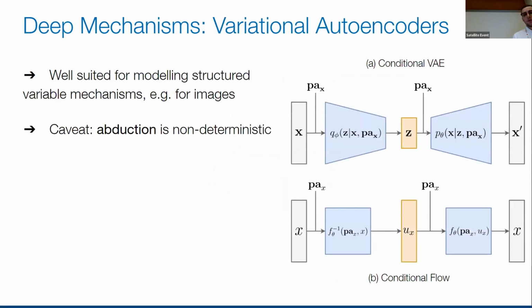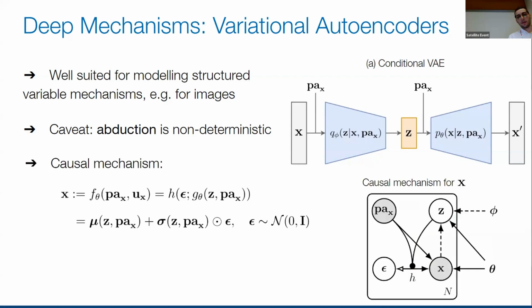Okay, so what's the issue with normalizing flows? It's essentially the fact that they don't really scale that well to images, which is kind of a shame. But there's things we can do using variational autoencoders instead, for example. So in this case, the latent variables in the variational autoencoder, this bottleneck layer, essentially can act as part of the exogenous noise for X. The caveat being that abduction then becomes non-deterministic and approximate.